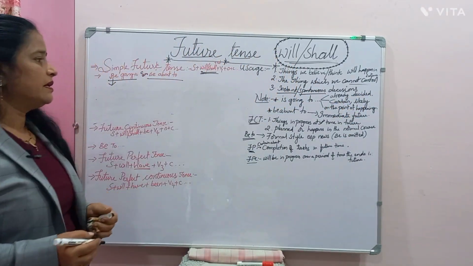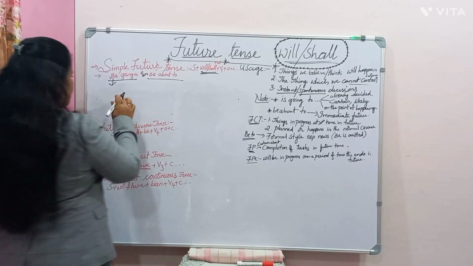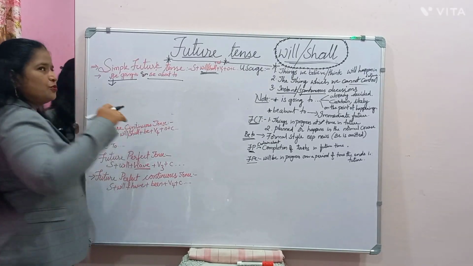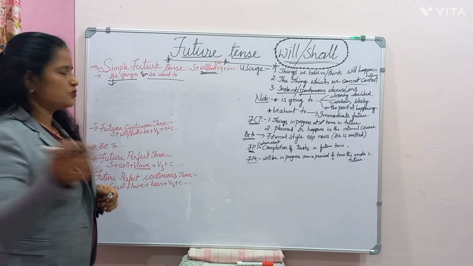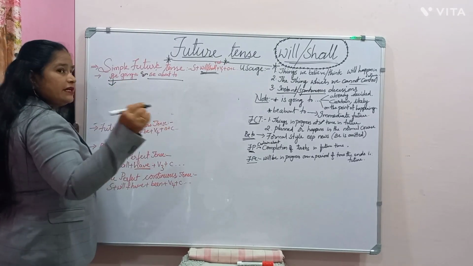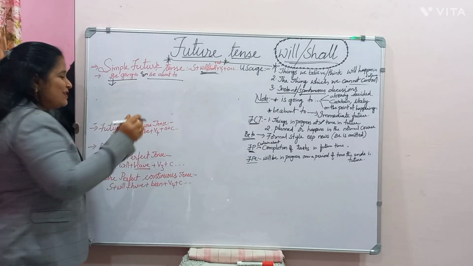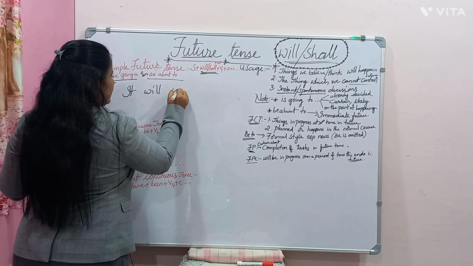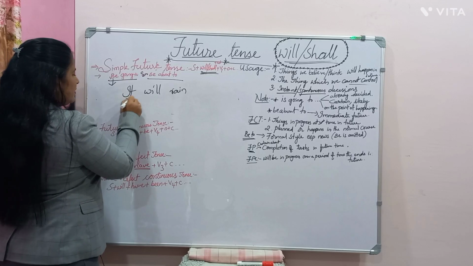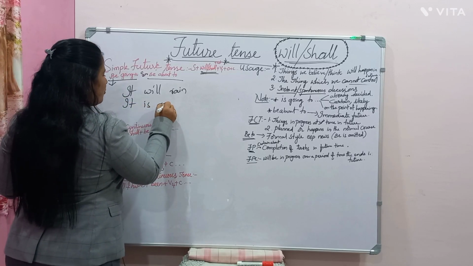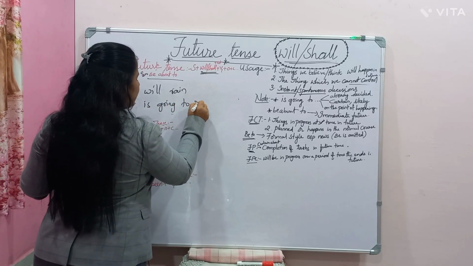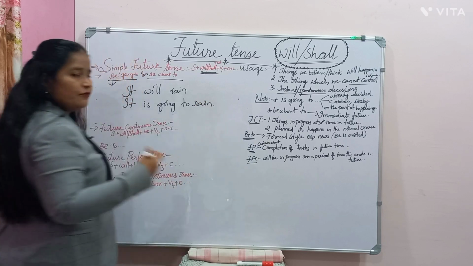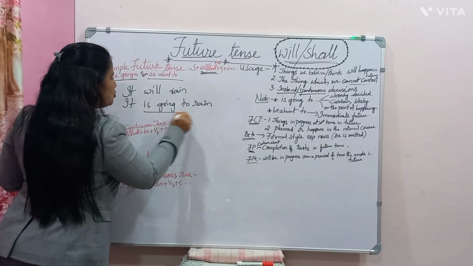Now look at this. You see the clouds there in the sky. When you see the clouds, you are certain that it is going to rain. When you say it will rain, there is a difference. It will rain. It is going to rain. Which is more certain here? This going to rain is more certain.